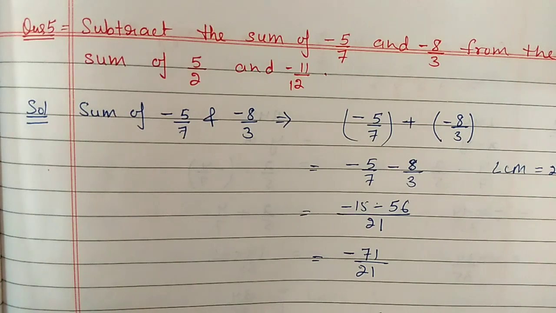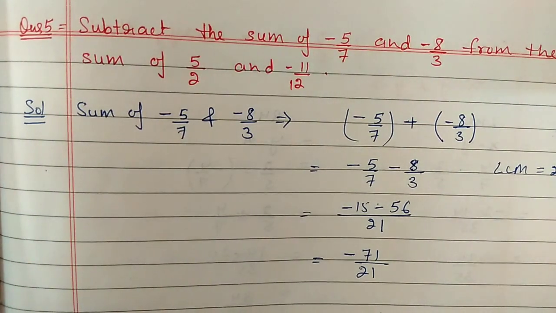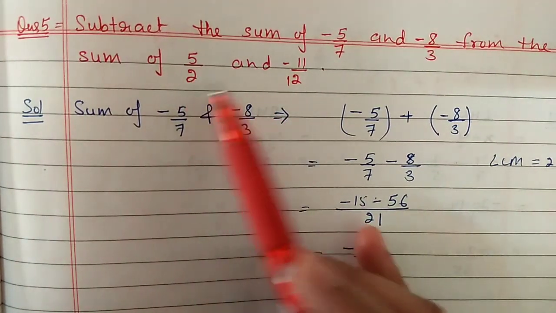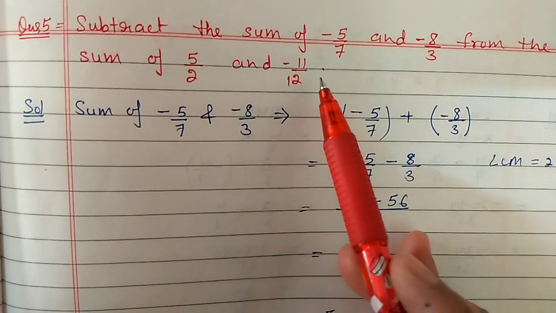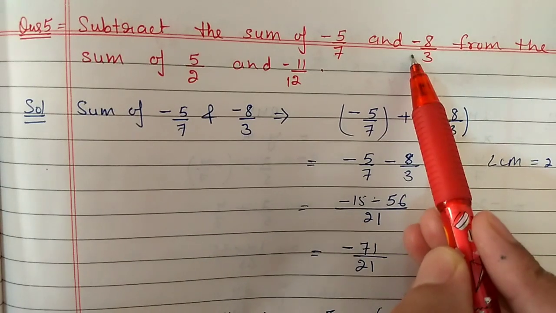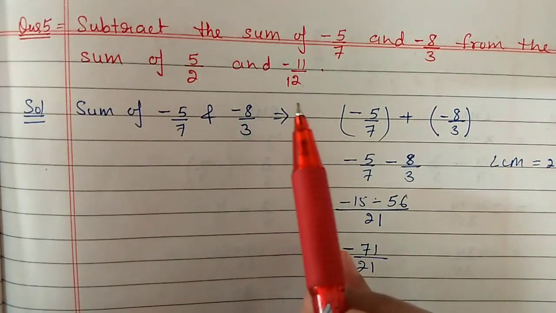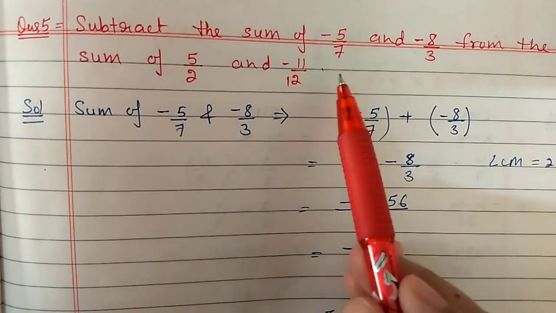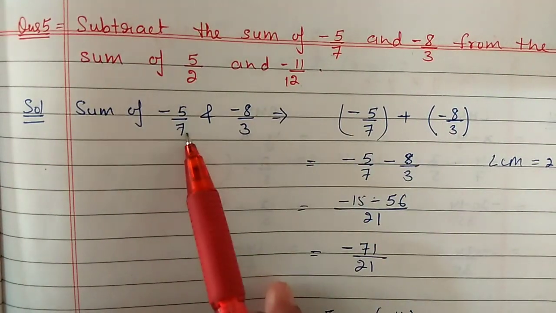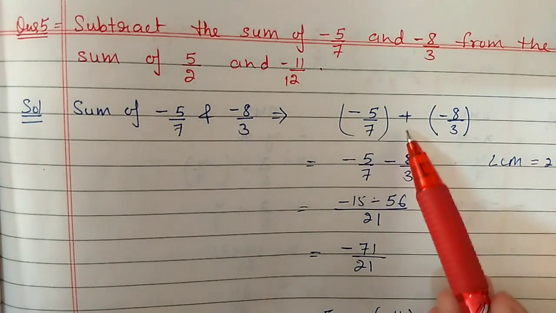Question number 5. Subtract the sum of minus 5 by 7 and minus 8 by 3 from the sum of 5 by 2 and minus 11 by 12. It means you have to add these two numbers and add these two numbers separately. Then you have to take the difference between them. So first this pair I am adding, minus 5 by 7 minus 8 by 3.